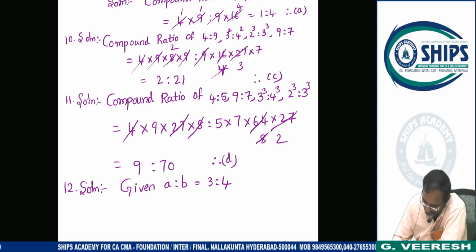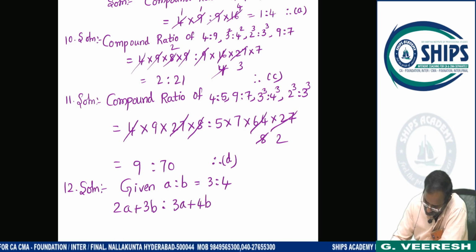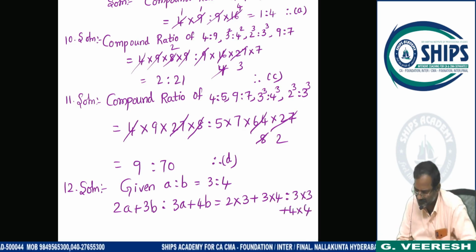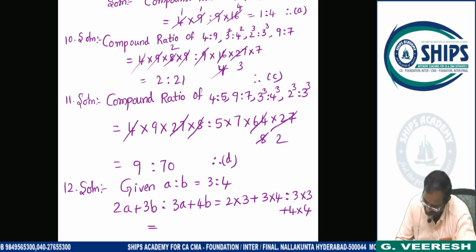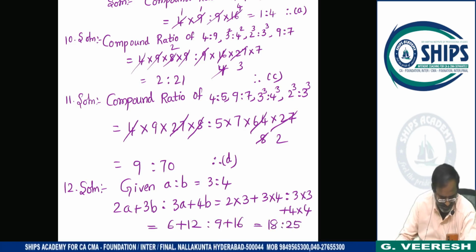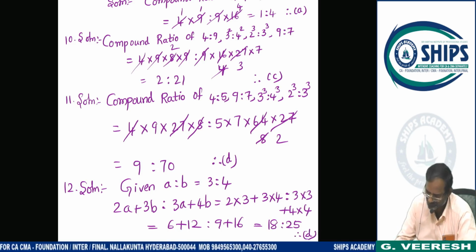Okay. So directly I can write 2a plus 3b, 3a plus 4b. So it is 2 into 3 plus 3 into 4, 3 into 3 plus 4 into 4. Okay. Now this is nothing but 6 plus 12, 9 plus 16. So it is 18 is to 25. So which option 18 is to 25 means? Option D. Okay.